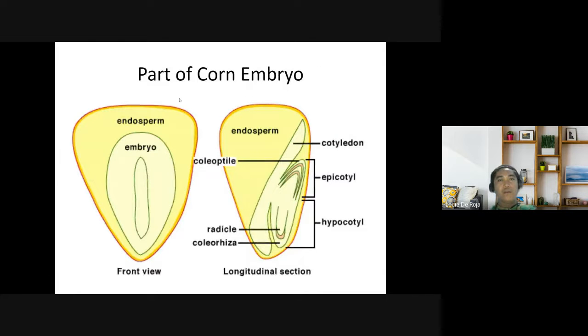So, parts of a corn embryo. This is the endosperm. This is the embryo. And this is the cotyledon, epicotyl, and hypocotyl. And this is the radicle and coleorhiza. This is the longitudinal section. Correct me if I'm wrong, if I mispronounce a word.